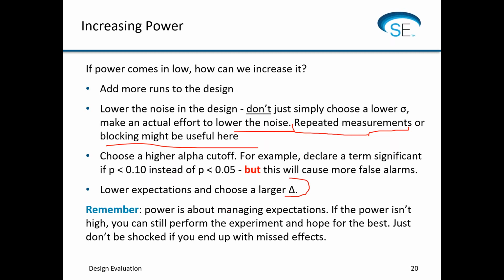Now remember, power is all about managing expectations. If you have a power of 60% and there's absolutely nothing you can do to get it higher, you've tried everything, you have no more budget, you can still perform the experiment and hope for the best. Just don't be shocked if you end up with some missed effects.